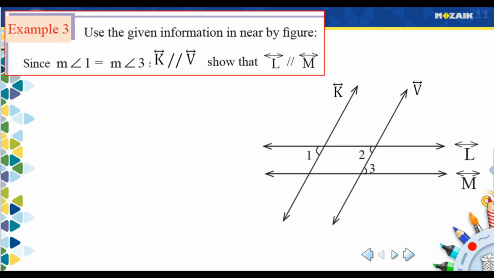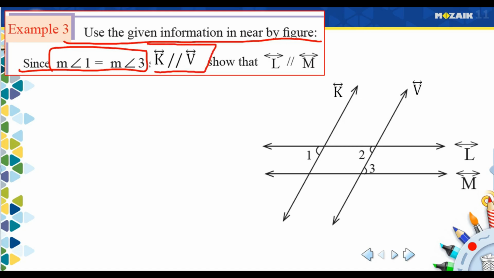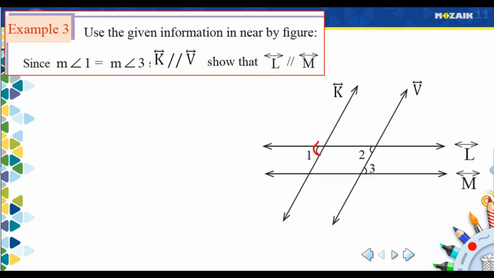Example: use the given information in the nearby figure, since measure angle 1 equals measure angle 3, and line K is parallel to line V. Show that line L is parallel to line M. That is the figure. What does he want? He wants to show that line L is parallel to line M.